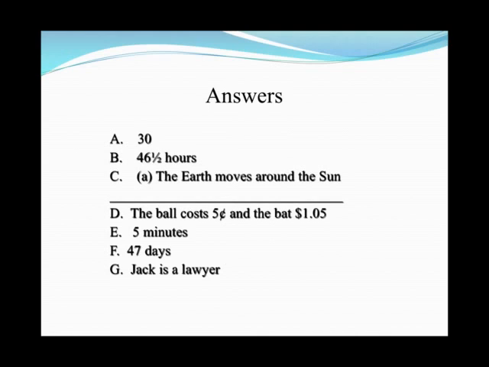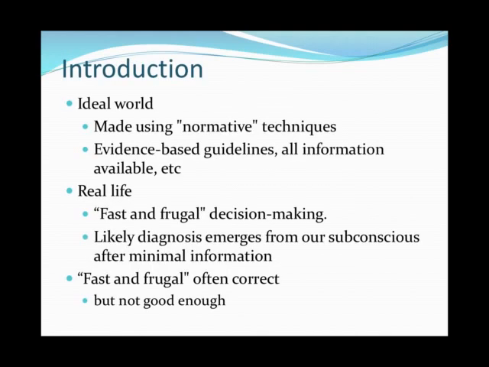Hopefully, you didn't get them all wrong. So in an ideal world, we would be making all of our decisions based on normative techniques. And when you think about normative, if you remember the earlier lecture, I think it was the first one, this is about where we use data and we use algorithms. We use specific ways to make our decisions, evidence based. All the information is available along those lines.